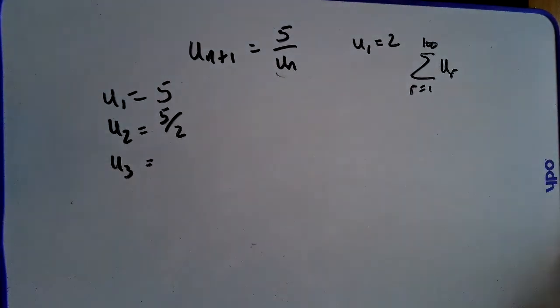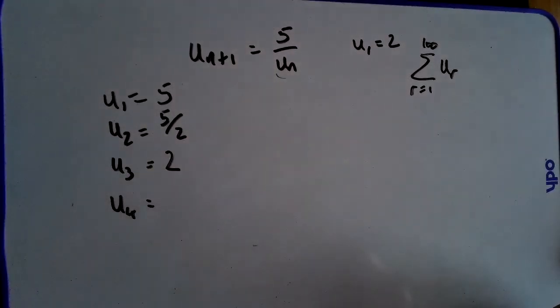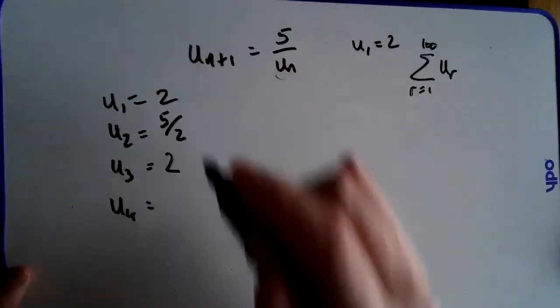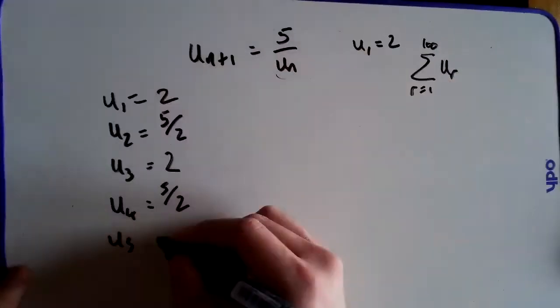should give me 2. Then if I sub in, oh, sorry, u1's not 5, u1's 2. Then if I sub 2 back into there, we get 5 over 2. If I sub 5 over 2 back into there, we get 2.